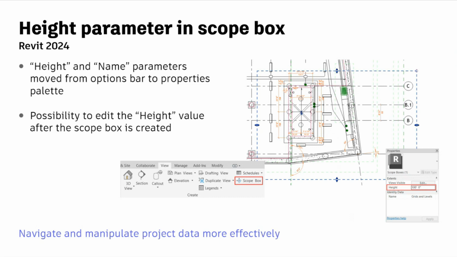Another simple feature, but a nice feature, the scope box feature can be used to control the extents of levels, grids, reference plans, even the views themselves in the plan views. So the height and name parameters have been moved from the options bar. It's now in the properties palette when creating the scope box in 2024. So after you create the scope box, you can now edit its height value accurately and directly in the properties palette.